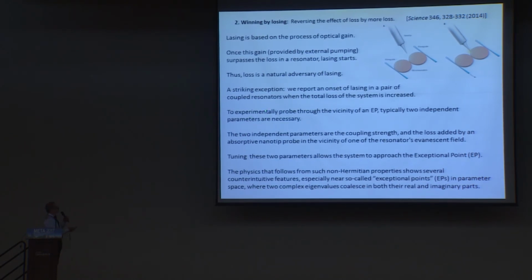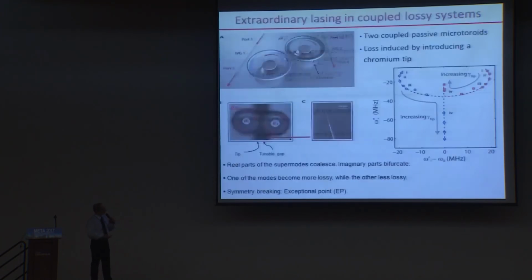Here we're going to experimentally probe the system in the vicinity of this exceptional point. Exceptional point means when the real and imaginary parts of the eigenvalues merge. You need to have 2 independent parameters, 2 knobs, which in this case will be the coupling strength and the loss added by the tip. By tuning these 2 parameters, you allow the system to approach this exceptional point. And then the physics that follows from these non-Hermitian properties shows several counterintuitive features, especially near the so-called exceptional points in parameter space, where the two complex eigenvalues coalesce in both the real and imaginary parts.